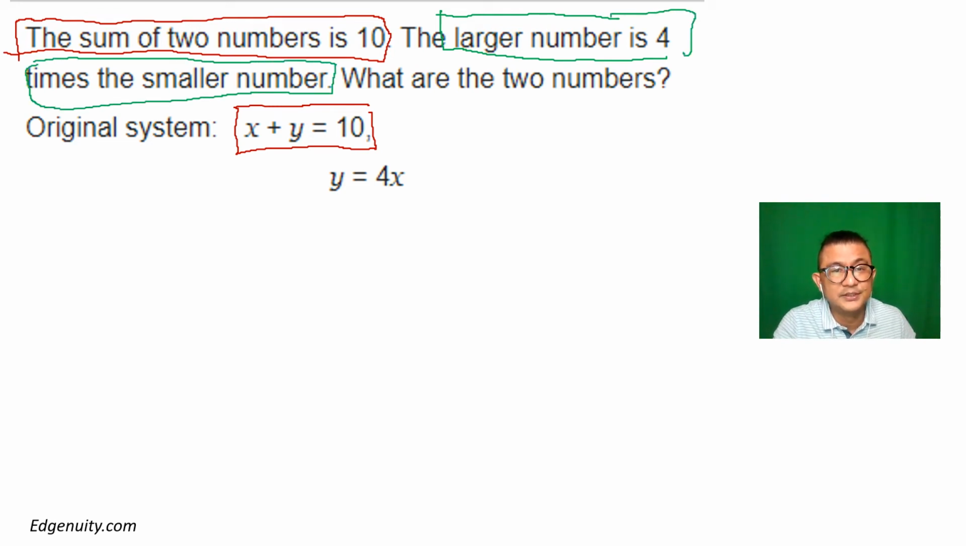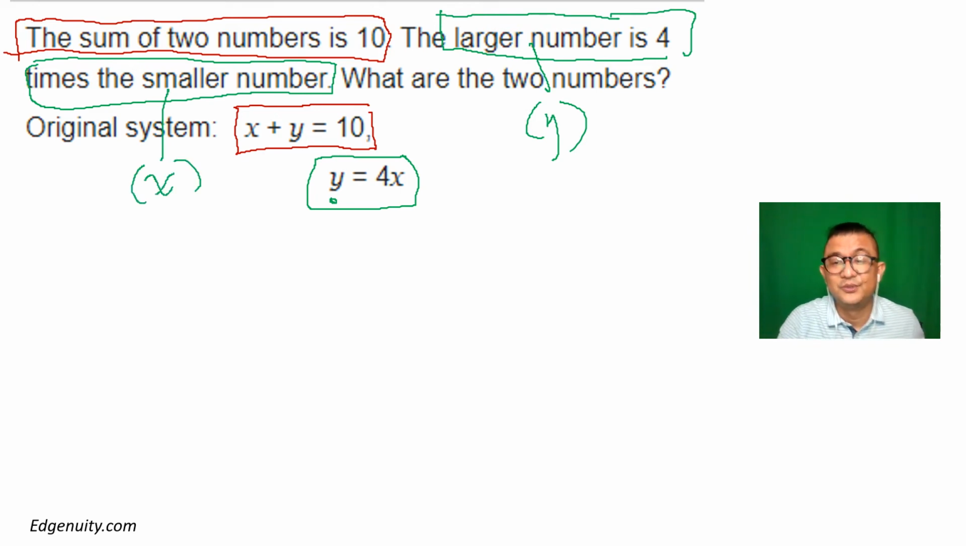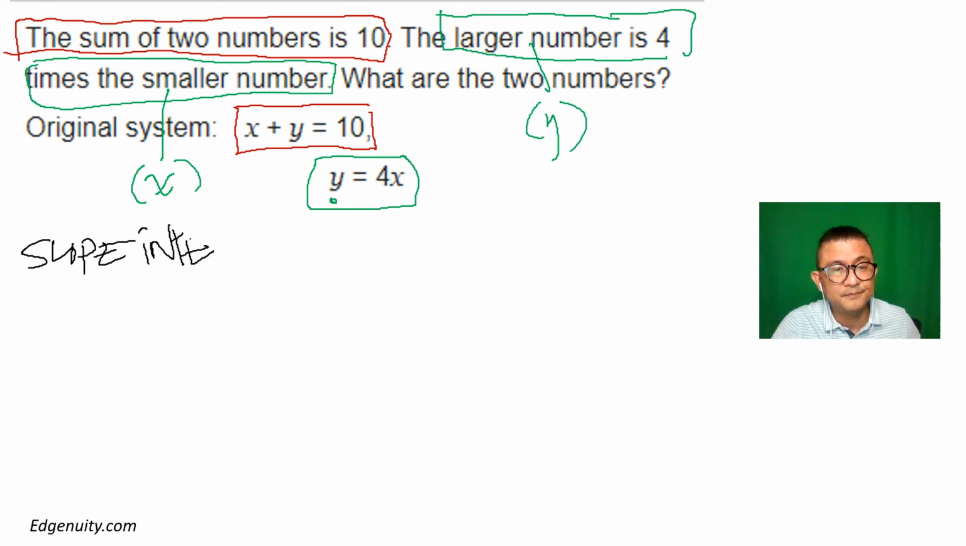Okay, look at this. The larger number, which is the y, is what? 4 times the smaller number. Okay? The smaller number will be my x. Check this out. Two equations, right? So, real-life situations could be written as an equation. But the problem is, guys, look at this. They are not in slope-intercept form. So, let's see. Slope-intercept form is what we need.